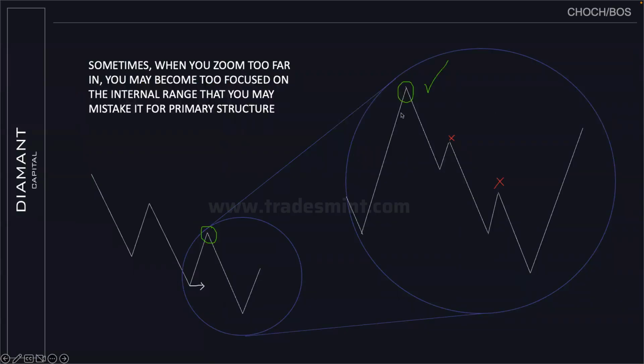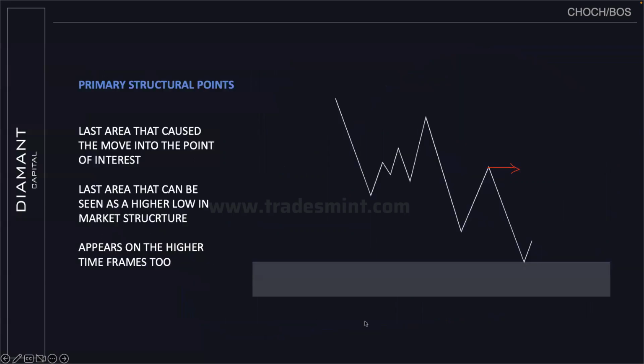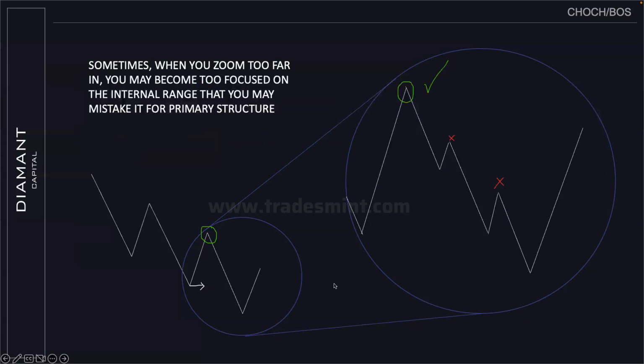Now, sometimes when you zoom too far in, you may become too focused on the internal range that you might even mistake it for primary structure. So just looking at this on the high time frame on the left-hand side, you can see as we're in the downtrend, moving towards that demand zone that we talked about last time, we do see that primary high. It's considered as the lower high moving downwards. It was that last high before the down move.